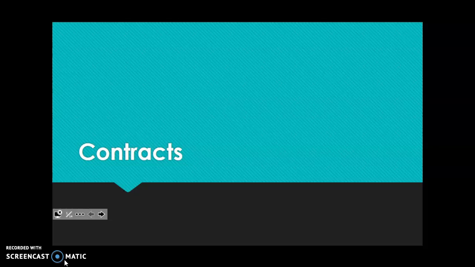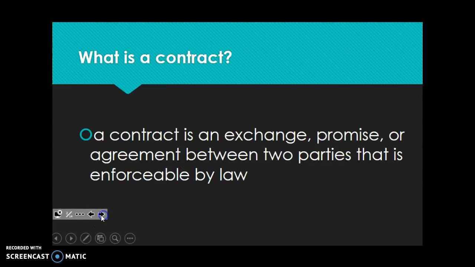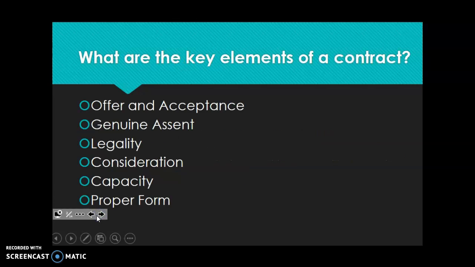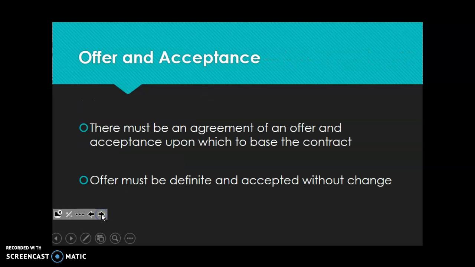So, what is a contract? A contract is an exchange, promise, or agreement between two parties that is enforceable by law. And there are key elements of a contract that have to be met in order for it to be a valid legal contract. And here's a listing of them: offer and acceptance, genuine assent, legality, consideration, capacity, and proper form. And we're going to talk about each part of these.